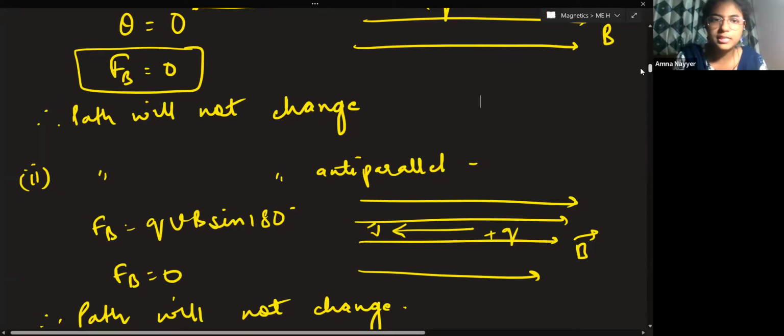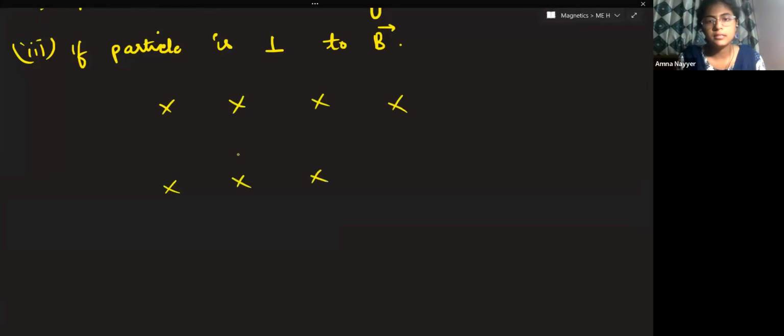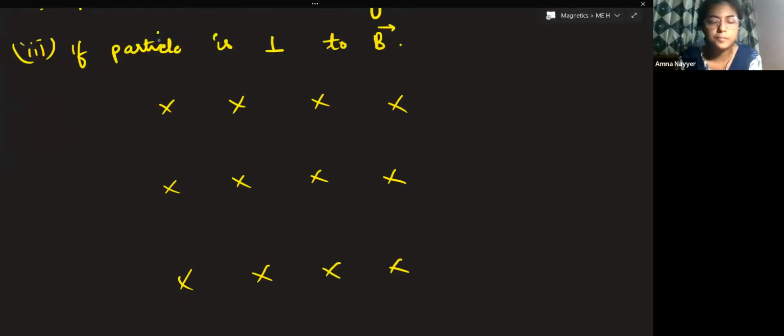Now, third case. The first and second cases are clear. Now, if the particle is perpendicular to the magnetic field, let's say this is the magnetic field. Magnetic field lines are pointing inwards into the page. Now, let's say the charged particle is over here. Fine, this is a charged particle. This charged particle is moving downwards with velocity v.